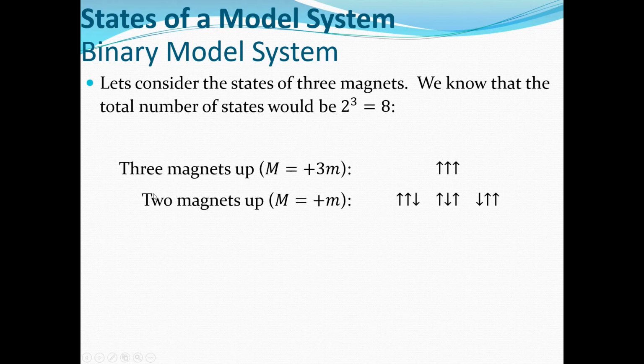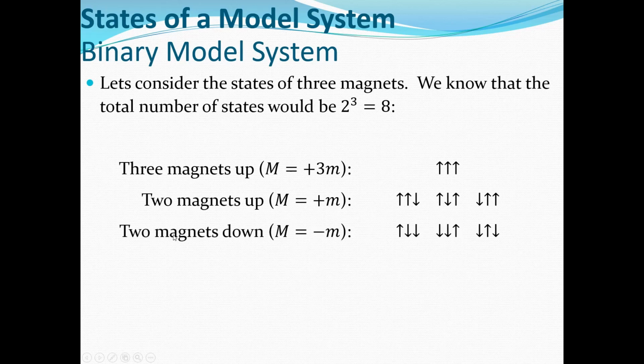Another thing that we could have is, instead of having 3 magnets up, we could have 2 magnets up, giving us a total magnetic moment of plus m. Here, we don't have just one scenario that satisfies this. We have 3. The first 2 could be pointed up and the last one's down. The outer ones could be pointed up and the middle one's down, or the last 2 could be pointed up and the first one's down. All 3 of these give us this scenario of 2 magnets up with a total magnetic moment of plus m.